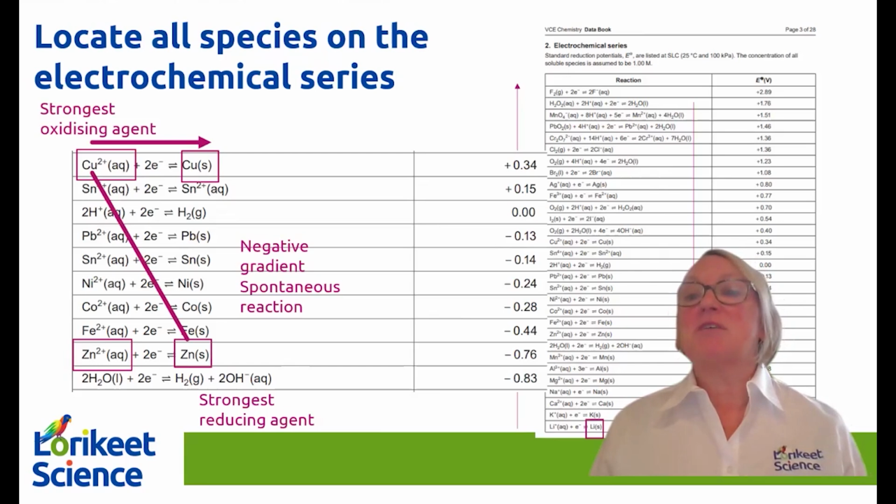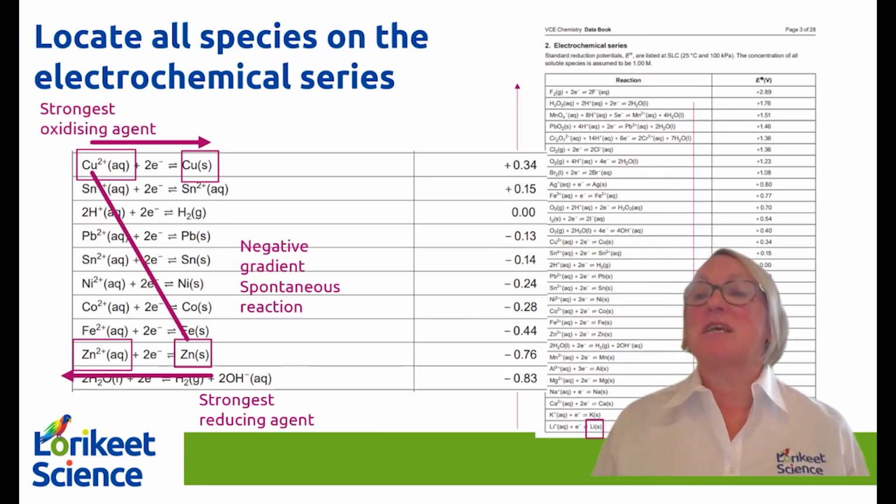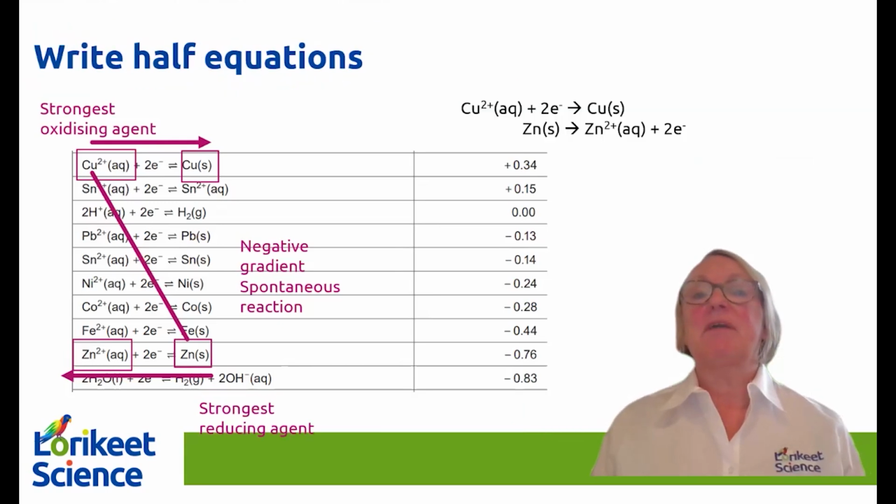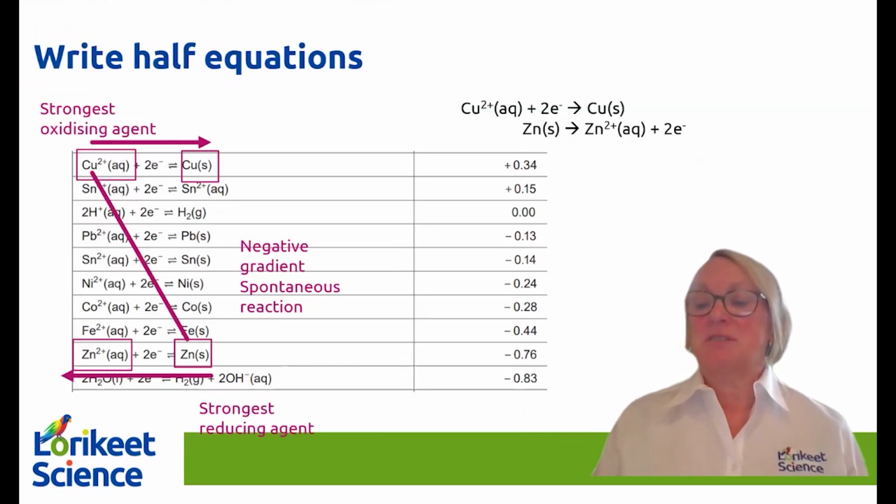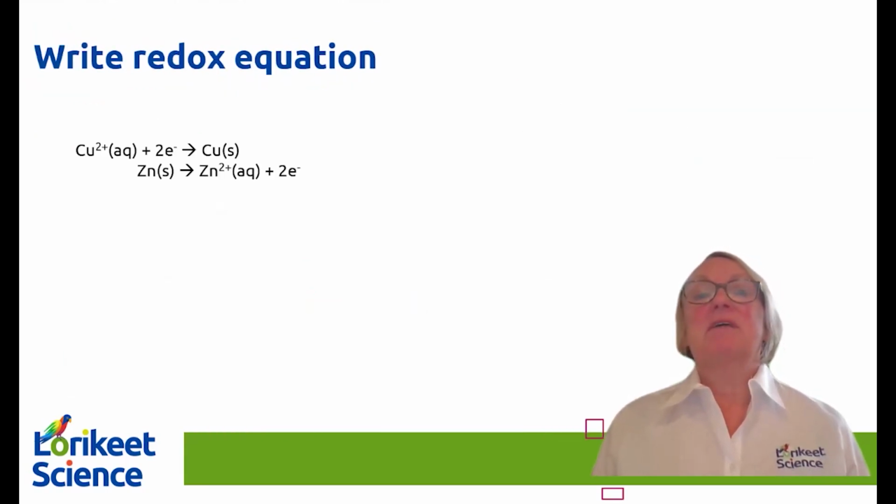The strongest oxidizing agent is reduced, so copper 2+ ions react with 2 electrons to form copper solid, and the strongest reducing agent is oxidized, so zinc solid forms zinc 2+ ions and 2 electrons. Then you can write the half equations and write the overall redox equation.